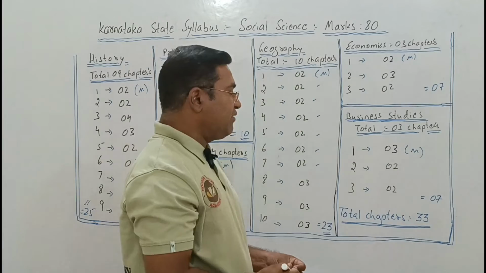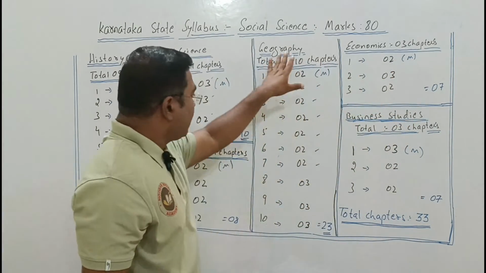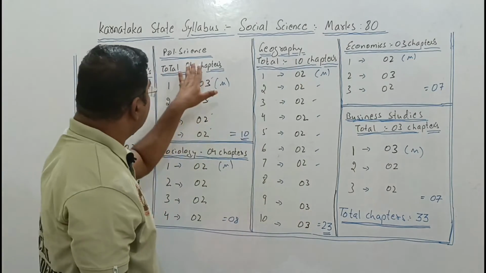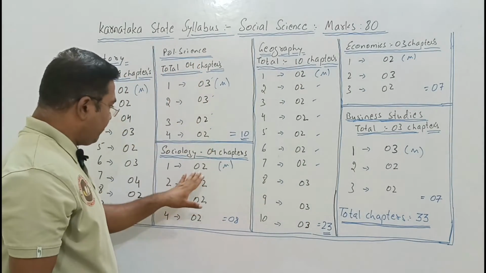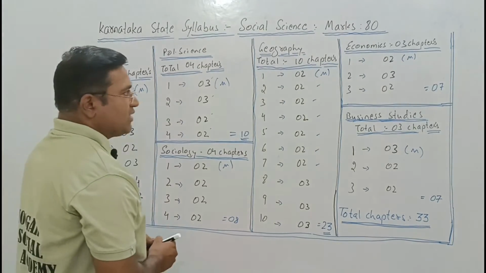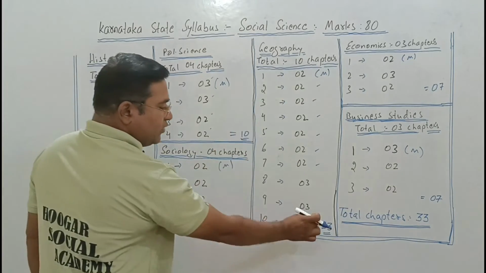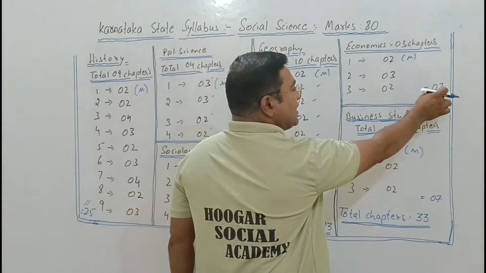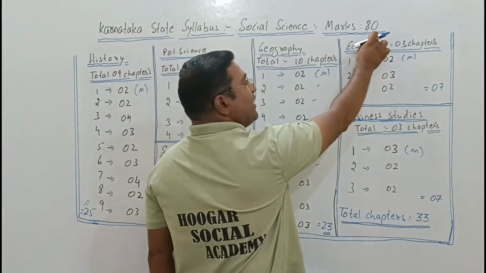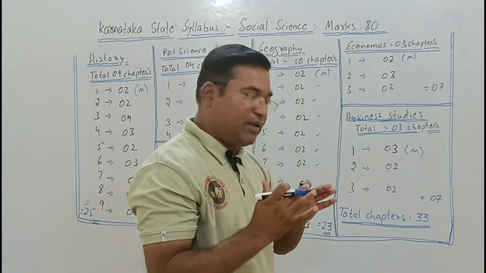So from the business study we will have 7 marks, from the economics we will have 7 marks, from the geography 23 marks, from the political science 10, from the sociology 8, and from the history 25 marks it is. So when we add 25, 8, 10, 23, 7 as well as 7, we will get to how many? 80. Total 80 marks question paper it will be there.